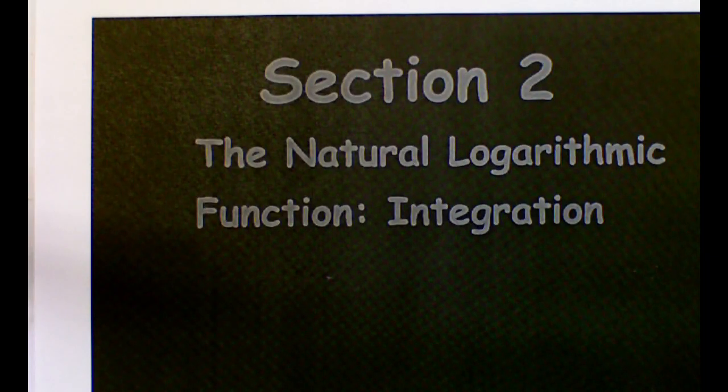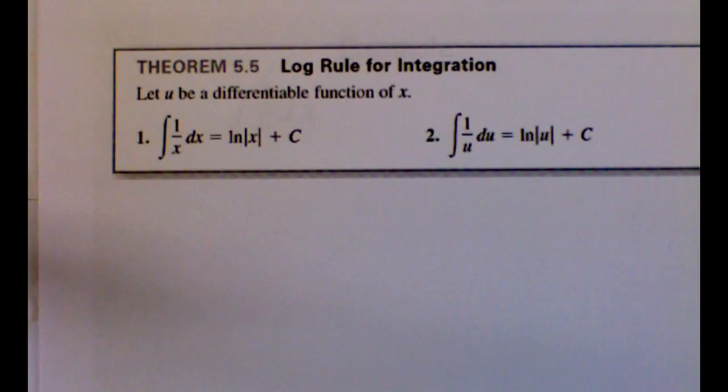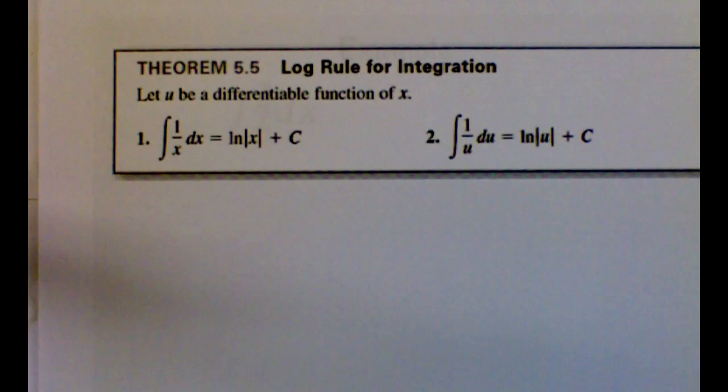All right, this is part 2 of chapter 5. Section 2 is where we're jumping straight to the natural logarithmic function integration. So the logarithm integration: if u is a differentiable function of x, then the antiderivative of 1 over x dx is the natural log of the absolute value of x plus c.